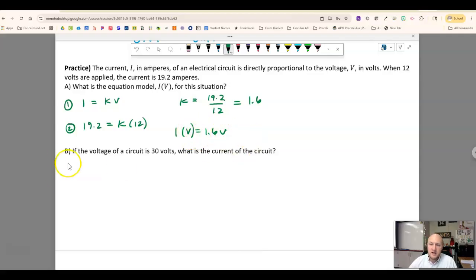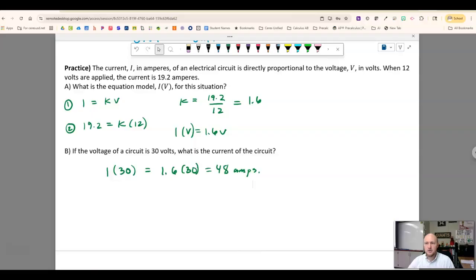They say here in B, if the voltage of a circuit is 30 volts, what is the current of the circuit? Okay, so go ahead, pause me, figure out this, and I'll show you the answer. Did you get 48 amps? That's the answer. You just plug in 30. 1.6 times 30 gives you 48 amps.